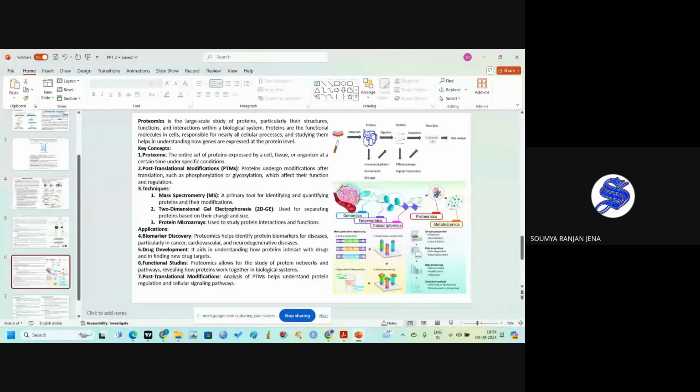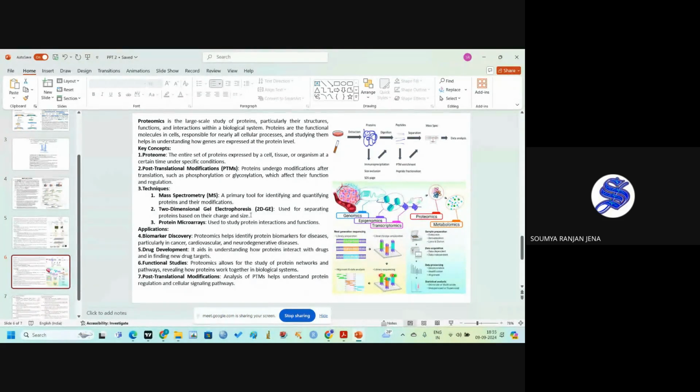Under two-dimensional gel electrophoresis, we can discuss SDS-PAGE electrophoresis. Then we can discuss two-dimensional gel electrophoresis. This is used for separating protein based on charge and size. Here we can separate the protein according to their charge and size. A larger protein moves slower, because retardation will happen. A smaller protein goes faster, because there is less retardation. So according to their charge and their size, the proteins will separate.